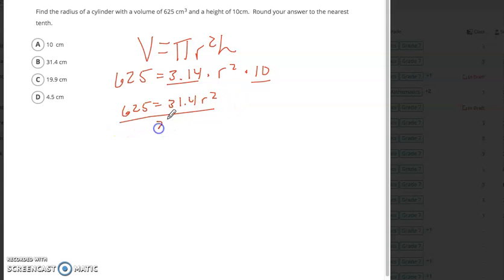Now let's divide both sides by 31.4. So I'm left with 625 divided by 31.4, and that's going to give us 19.9 equals r squared. But remember, I don't want to know what r squared is, I want to know what r is. So I'm going to find the square root of both sides. The square root of r squared is r, and the square root of 19.9 is going to be 4.5. All right.